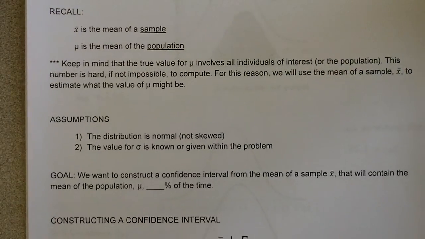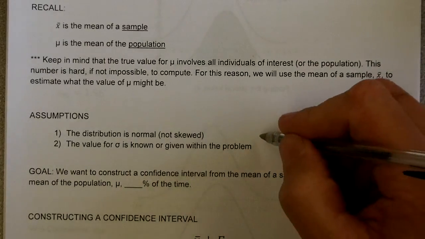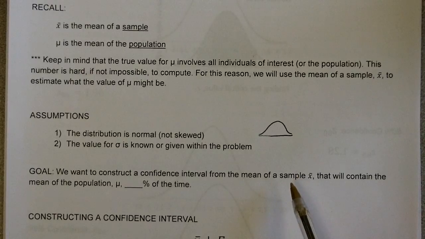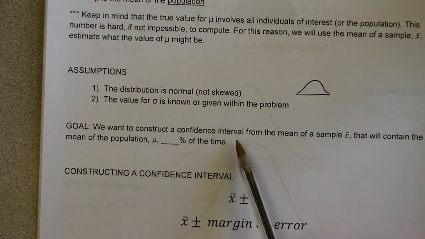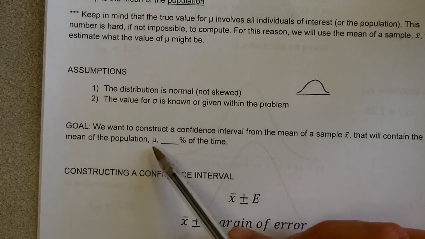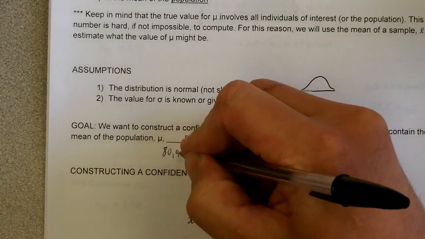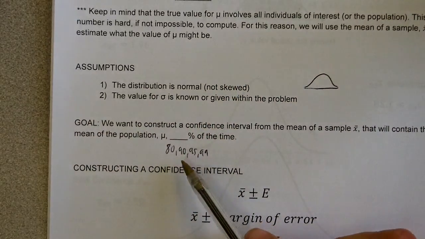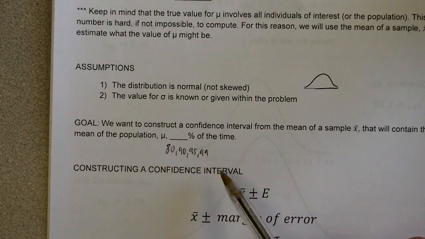So, a few assumptions. The distribution is normal and not skewed. What that really means here is that we're dealing with a bell-shaped curve, or that Pearson's index is between -1 and +1. And the whole goal of this section is to construct a confidence interval from the given sample mean that will contain the population mean, mu, either 80, 90, 95, or 99% of the time. You can really construct any level of confidence, although these would be the four most major types of confidence levels.